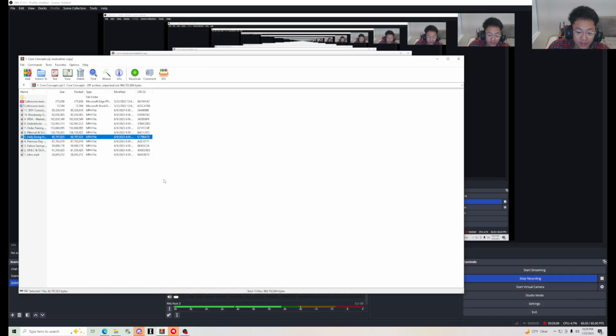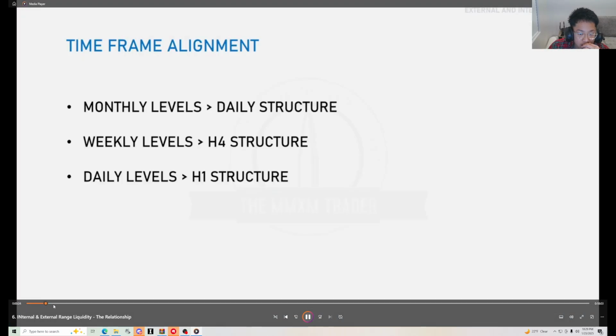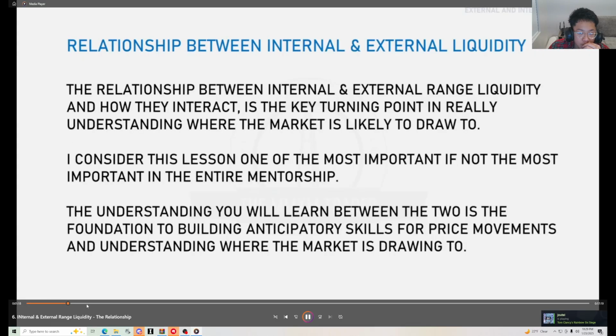All that is going to be great if you're a swing trader once we have some capital. But for right now, we've got to find something that's going to stick with us. I'm going to breeze through the daily structure. Understanding between these two is the foundation to building the anticipatory skills for price movements and understanding where the market is likely to draw to.